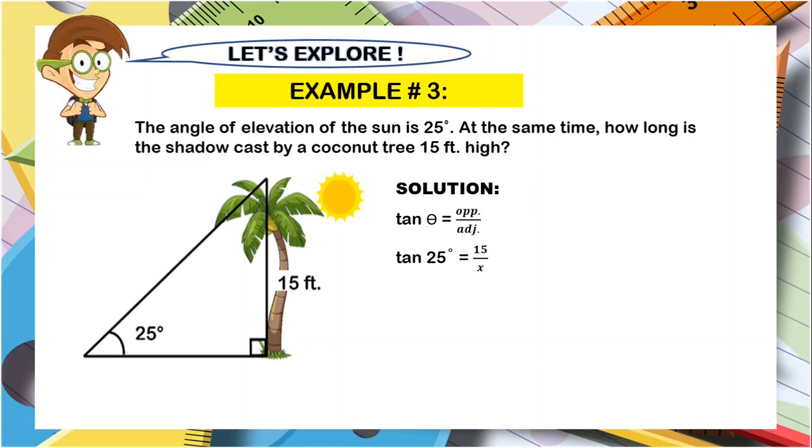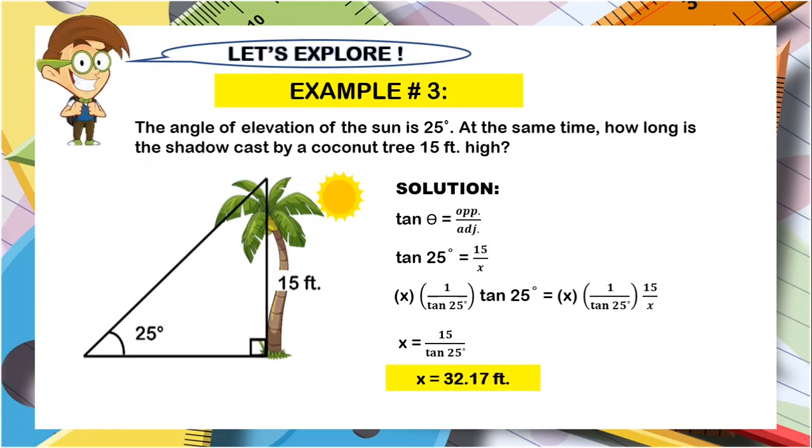Then we multiply both sides of the equation by x and the reciprocal of tangent 25 degrees to isolate the variable on one side of the equation. Doing so, we have x is equal to 15 divided by tangent 25 degrees. Solving, we have x is equal to 32.17 feet. Therefore, the length of the shadow cast by a coconut tree is 32.17 feet, or simply 32 feet.